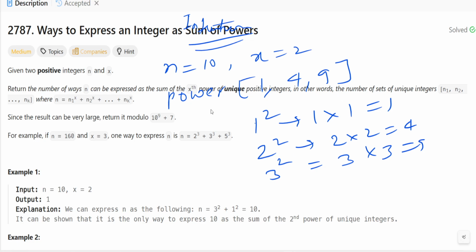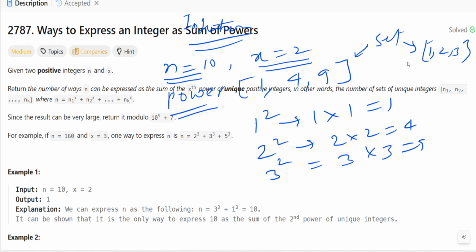So when we take n equal to 10 and x equal to 2, the powers 1, 4 and 9 form a set. If we take the powers of the values 1, 2, 3 and so on, we get these values. So this is a power set, and these are the set values. We can take another set of values: the unique values are 1, 2, 3.